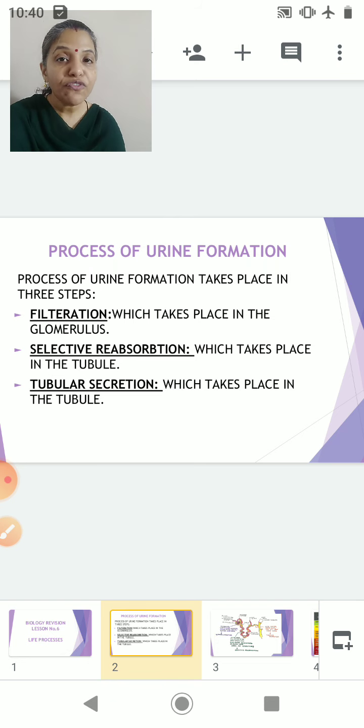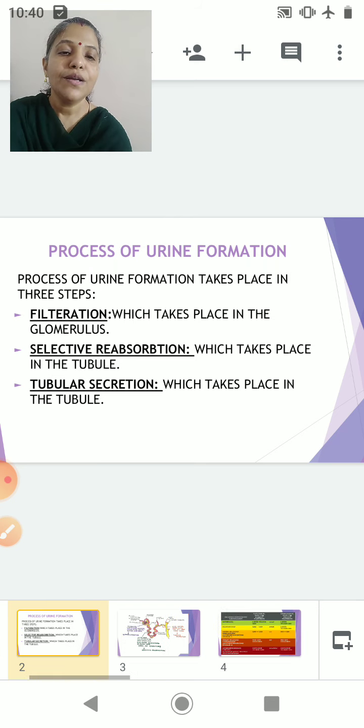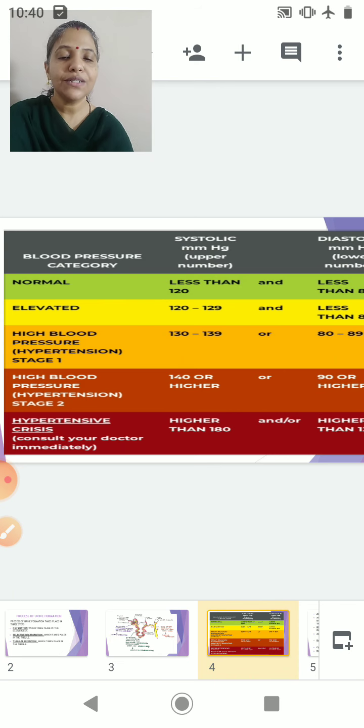So these are the 2 functions of the kidney, and this is the method in which urine is formed, containing the nitrogenous waste urea. The structural and functional unit of the kidney is the nephron. It is in the nephron that filtration of the blood takes place for the formation of urine. Okay, now let us go to the next part.